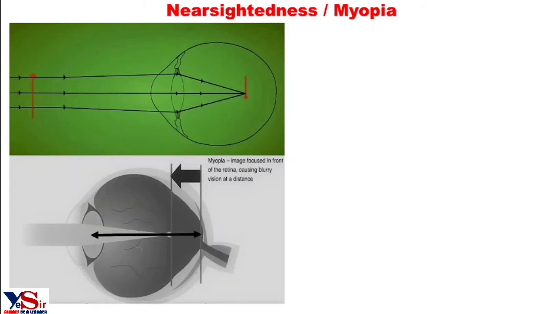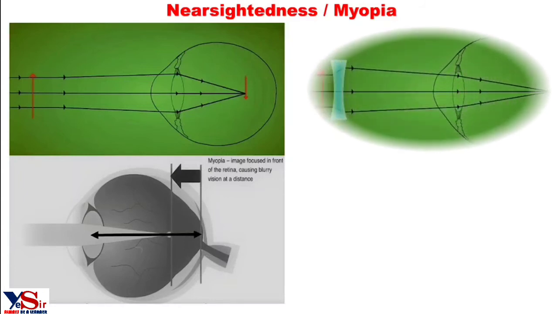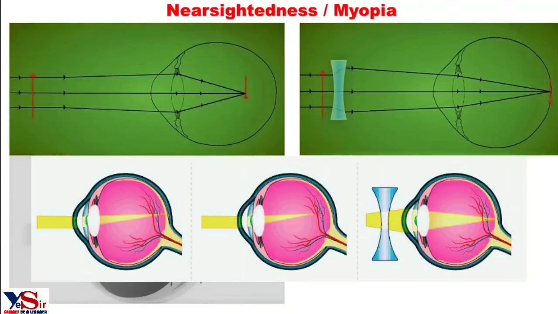Now, how is this defect corrected? This defect can be corrected by using spectacles with a concave lens of suitable power, meaning proper focal length. Observe this picture. It helps to form the image on the retina. How? Just see in the next picture. The concave lens diverges the incident rays, and these diverged rays can be converged by the lens in the eye to form the image on the retina. Thus the image forms on the retina.